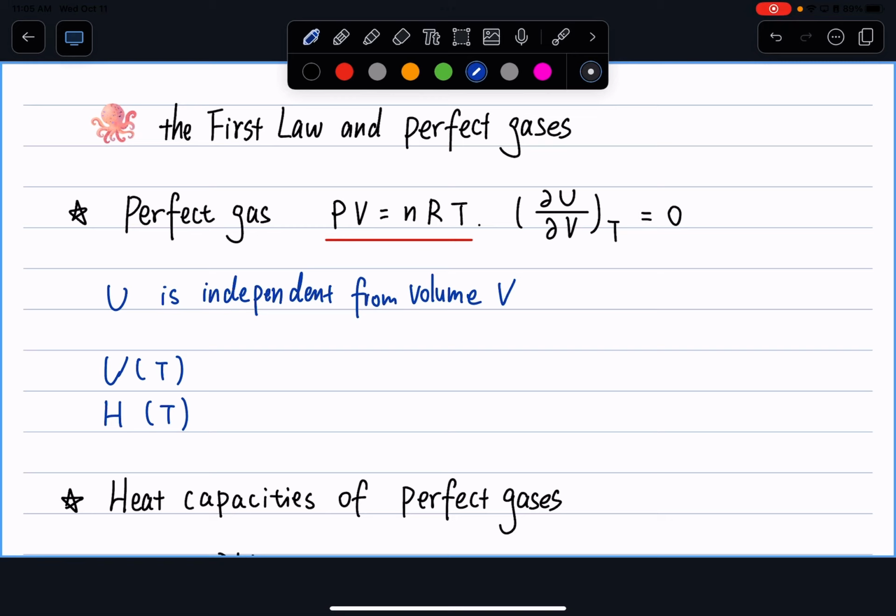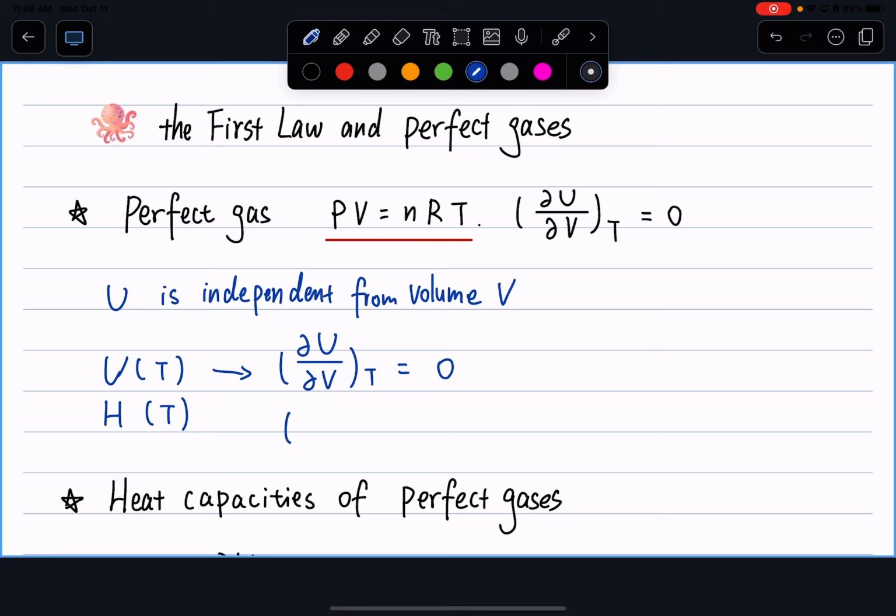And with that in hand, you can write out some of the partial derivative relationships. For example, if we're looking at the partial derivative of U over V at constant T, now at constant T, your U will remain unchanged. It's going to stay constant. So this partial derivative will become 0.